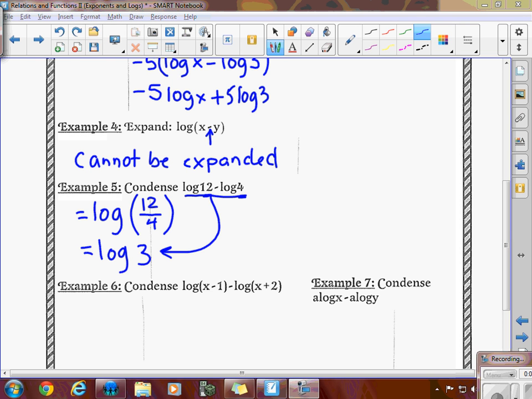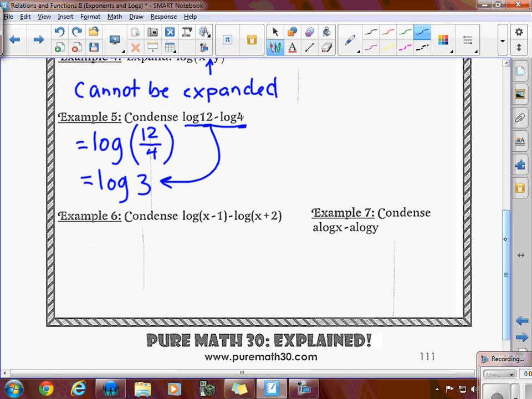Example 6 asks us to condense these two separate logs. We can examine them and see that they both have a base 10. There is a subtraction between them, which means we could take their stuffs and divide them out, although these stuffs now are polynomials. So now we just say log base 10, the numerator would be x minus 1, the denominator would be x plus 2. This is a simplified expression.